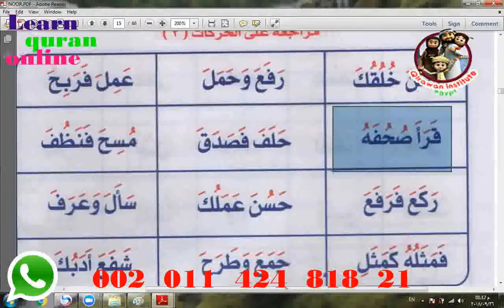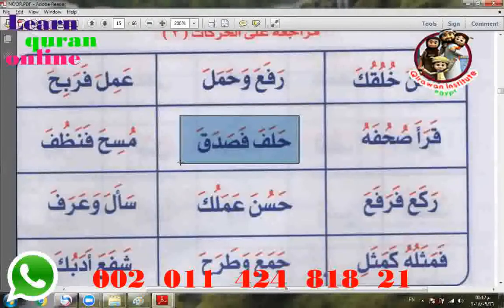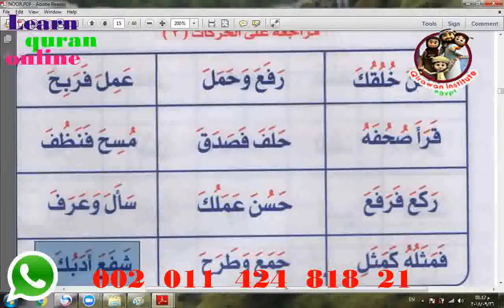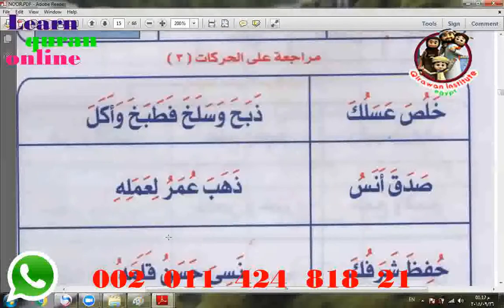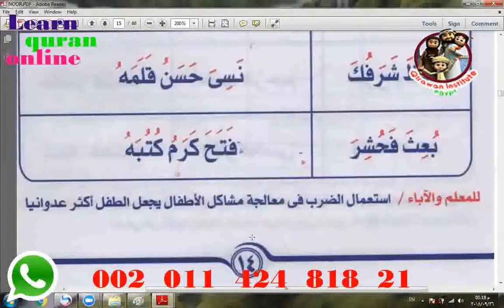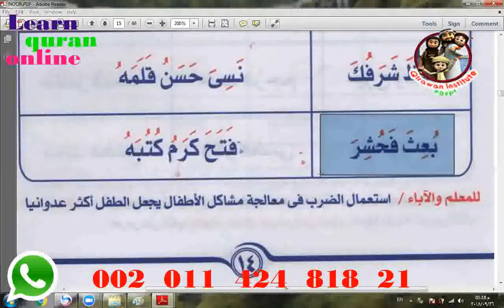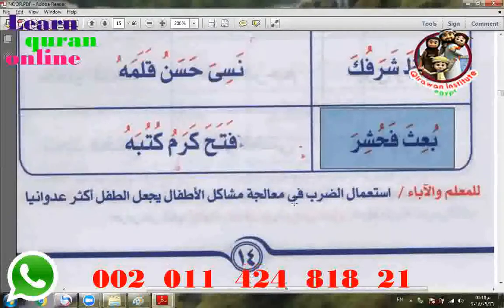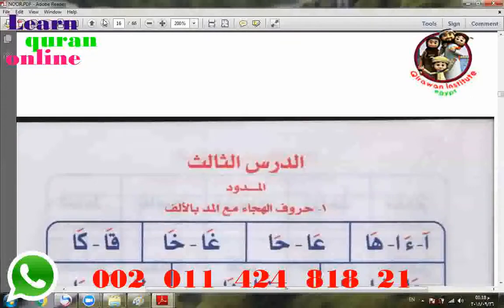Qara'a suhufahu. Qara'a or qara'a? Qara'a suhufahu. Halafa fasadaqa. Shafa'a adabuka. Mashallah. Zahaba Umaru li'amalihi. Bu'itha fahushira. Mashallah, sister. Fathah and kasra and dhamma, this is perfect, mashallah.